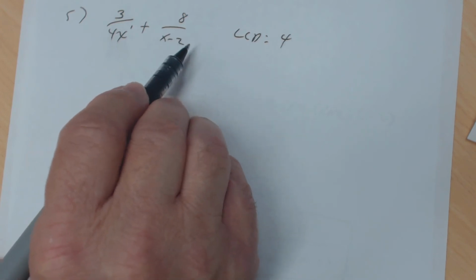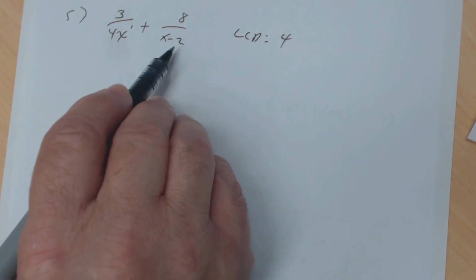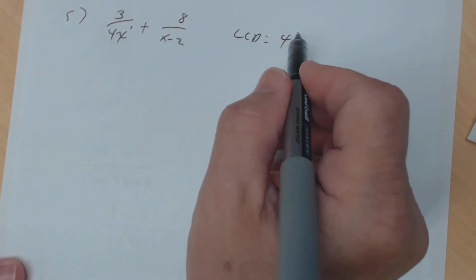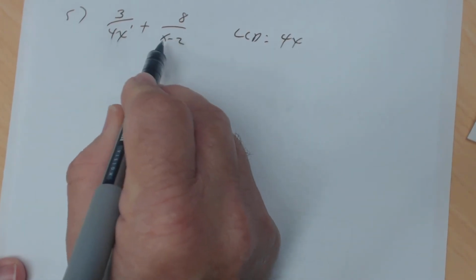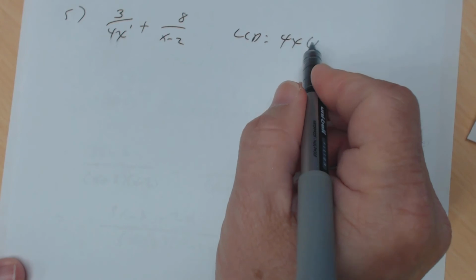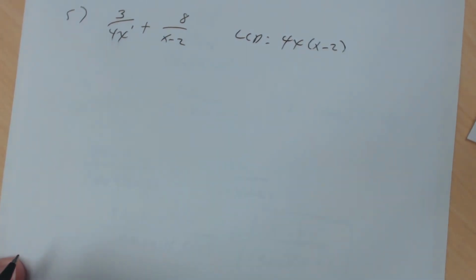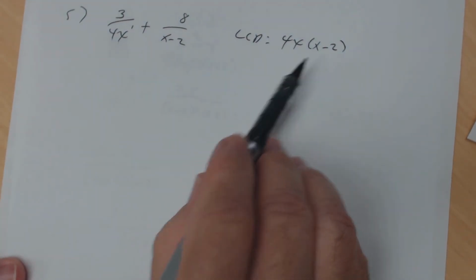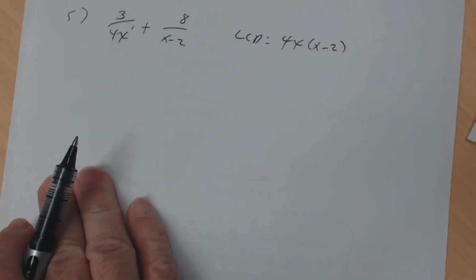See, this factor right here is x minus 2. It's not an x, it's an x minus 2. So I need an x. My next factor is an x minus 2. I have one factor here. I don't have any here, so I need 1. So this is your LCD. So your LCD is 4x times x minus 2.